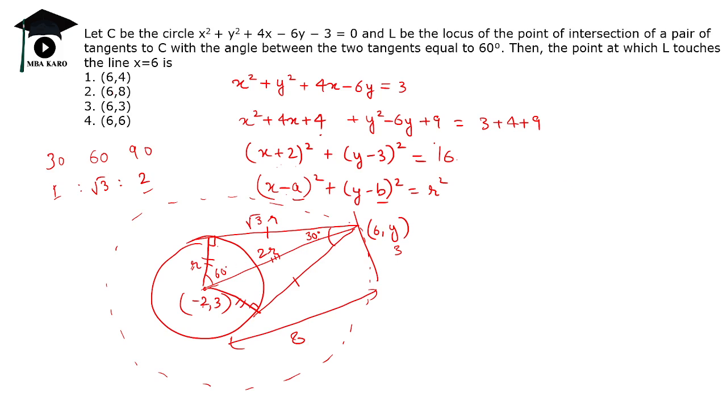Using the distance formula, let's say this is 6: (6 plus 2) whole squared plus (y minus 3) whole squared should be equal to 8 squared. So this part should be 0, so y should be equal to 3. So the point is 6 comma 3. It was a difficult question combining the concept of coordinate geometry, wherein we have to find the distance between the points.